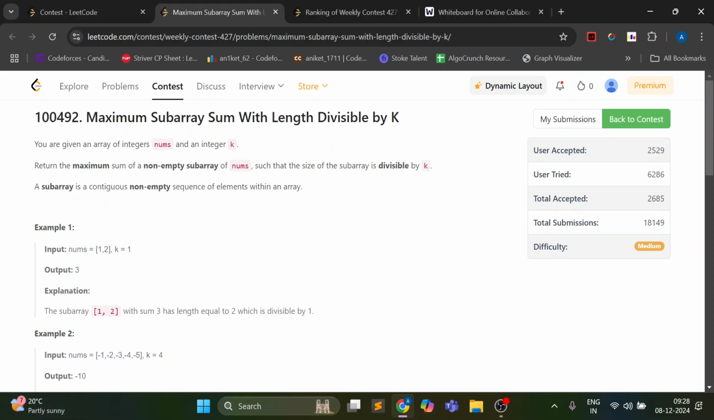So first, nums is given as 1, 2 and k is 1. The subarray 1, 2 would be one of the possible answers because it has length 2 which is divisible by 1 itself. So the answer here is 3 because the sum there is max. Other possible subarrays would be only one element, 1 or 2. The sums would be 1 and 2 respectively, which is not maximum.